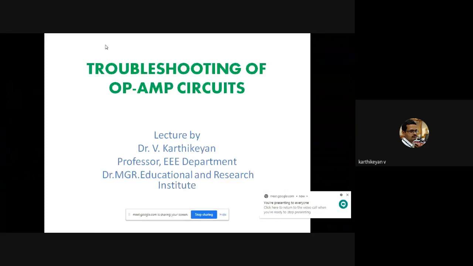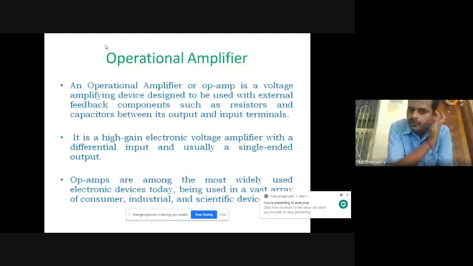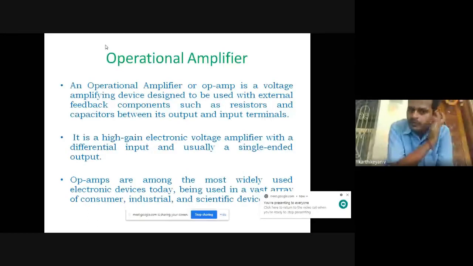Troubleshooting of op-amp circuits. Okay. So you know the basics of operational amplifier.